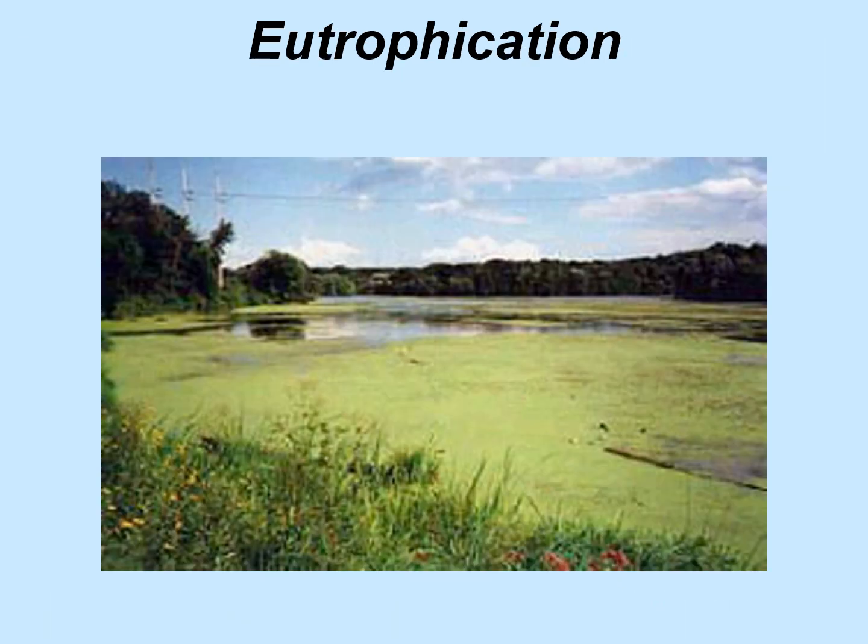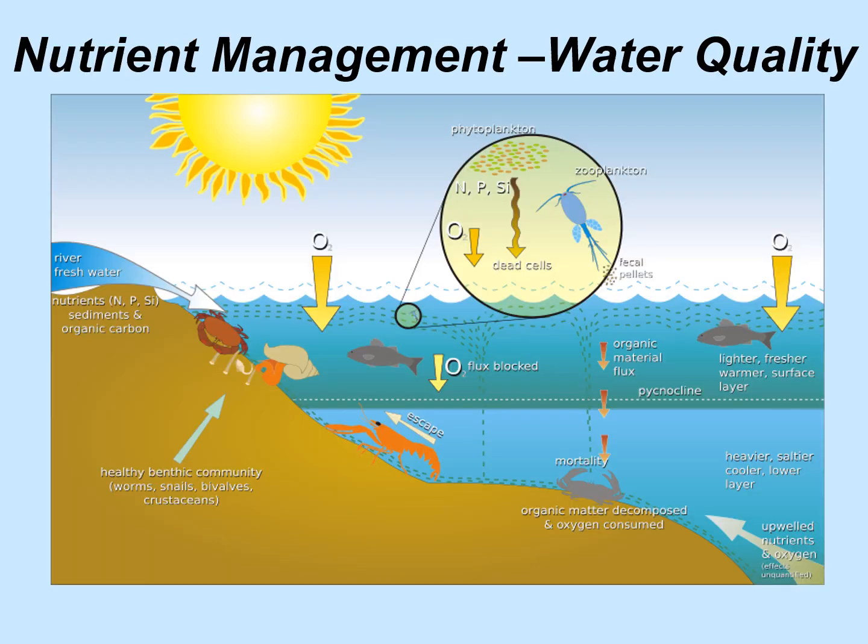So here is an up-close version of what eutrophication looks like. You got this big mat of dead algal tissue on the surface of the water, and it essentially upsets aquatic ecosystems as a whole and causes a whole shift in a natural habitat.